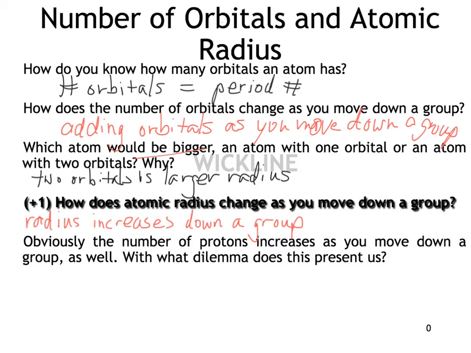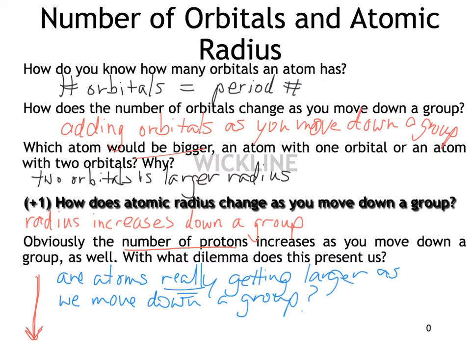But there is a slight dilemma, which is that as you move down the group, you are adding orbitals, so the radius increases, but one other thing that happens is that the number of protons increases. And we were saying on the previous slide that an increase in nuclear charge will make the atom shrink. So if the radii are getting larger as you move down, but the nuclear charge is also increasing, are the atoms shrinking or are the atoms getting larger?